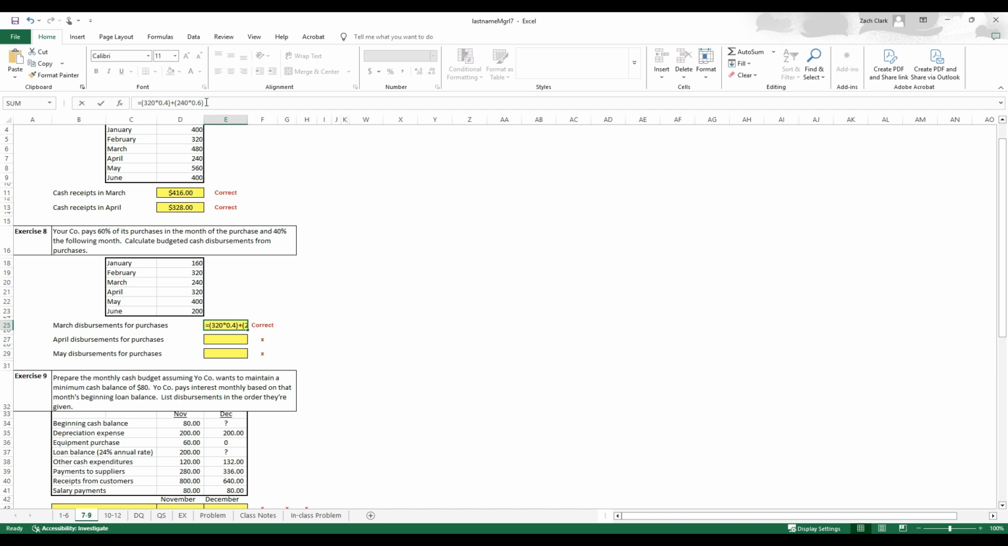And again, I'm going to just take this formula. It's going to be similar for both these other months. So April disbursements, we had 240 and 320. So we just need to update these two, 240 from March and then 320 from April.